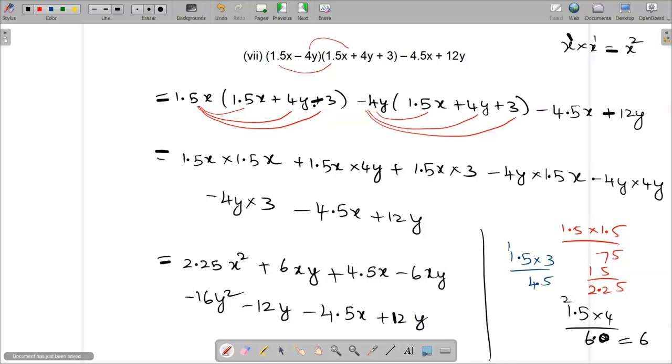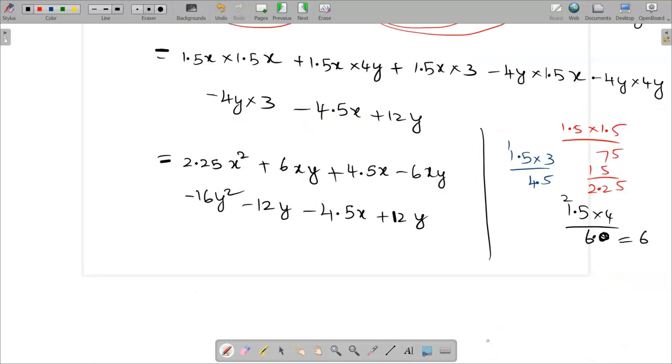And check whether any variables you can cancel out. So here it is x square, whether x square is repeated? No. So it is 2.25 x square. Whether xy is repeated? Here it is xy, here it is xy. So here plus 6xy, here minus 6xy. So this and this you can cancel because 6 minus 6 it is 0. So this and this you can cancel.